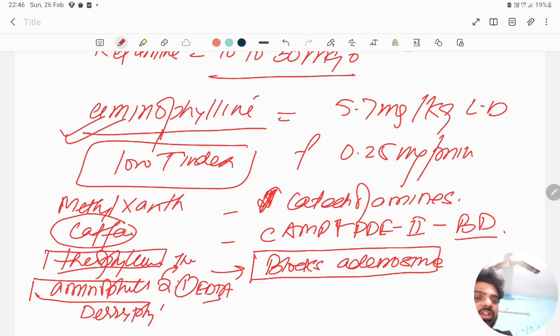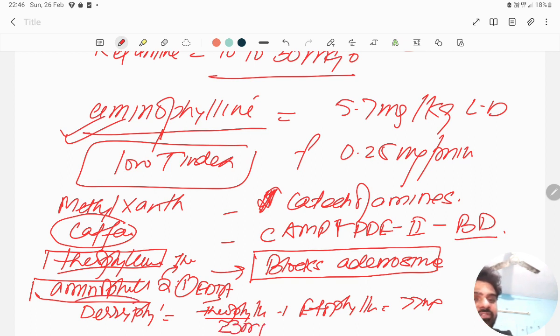This is aminophylline. And what is diaryphylline? Diaryphylline is a combination of theophylline plus etophylline. Etophylline is 77 mg and theophylline is 23 mg. So 1 ampule of diaryphylline consists of theophylline 23 mg and etophylline 77 mg. Aminophylline is a 2:1 ratio of theophylline and EDTA. Theophylline is the pure form, and then caffeine. So now we use aminophylline and diaryphylline.